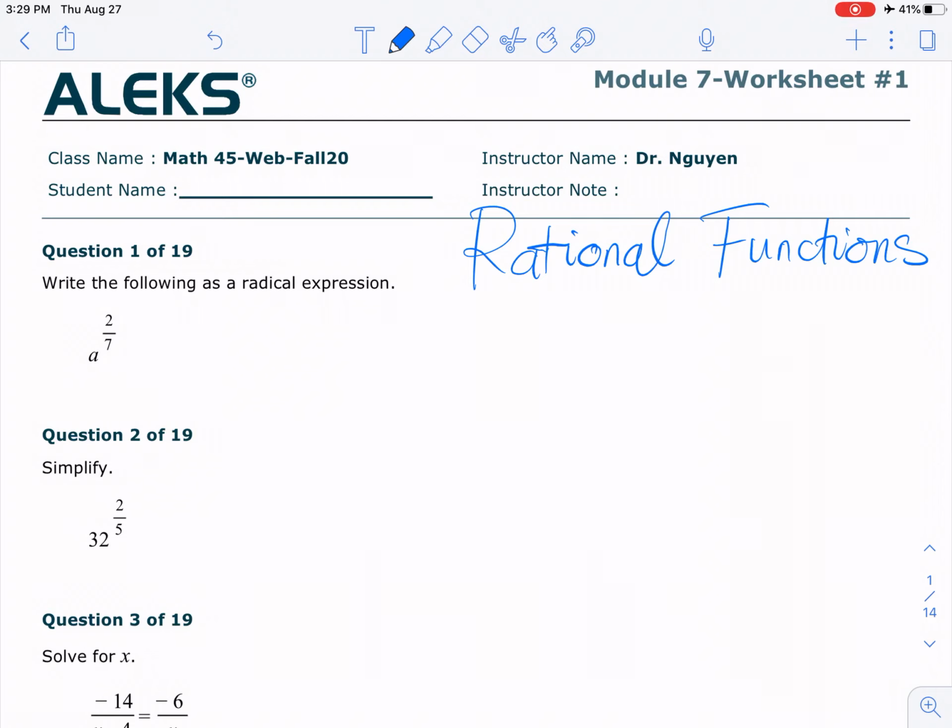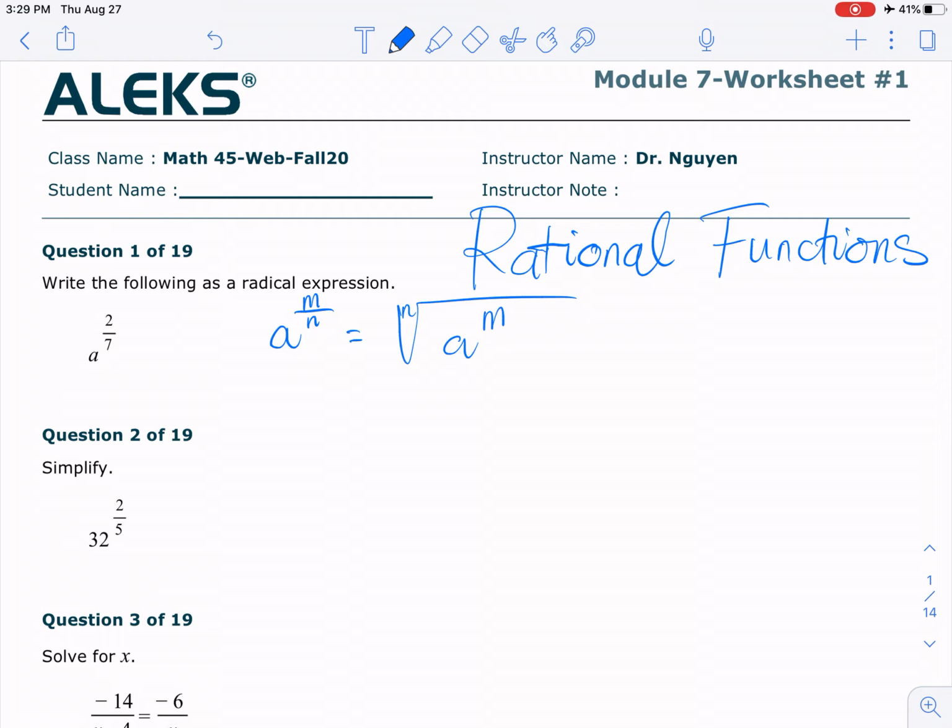This module is about rational functions, but number one, we just want to go back and review rational exponents. So rational exponents and radical expressions are related. First, let me just write down the form for you. So a to the m over n power is just like a to the m, and you take the n-th root.